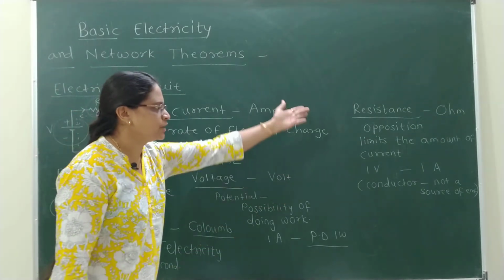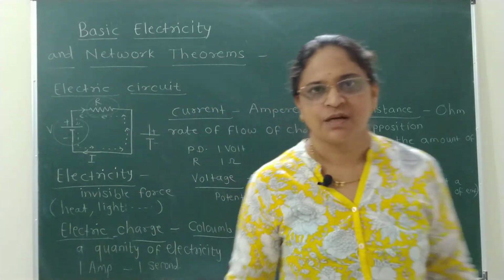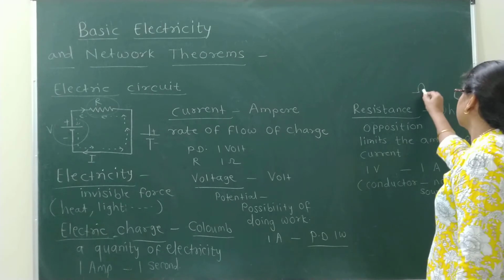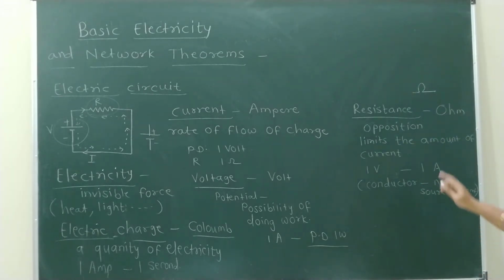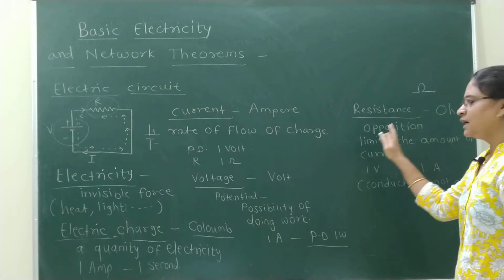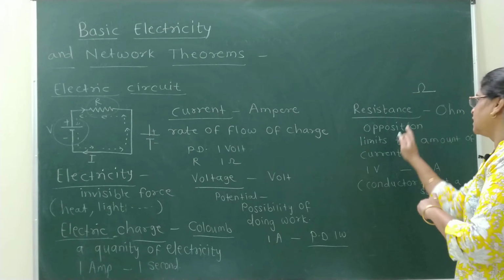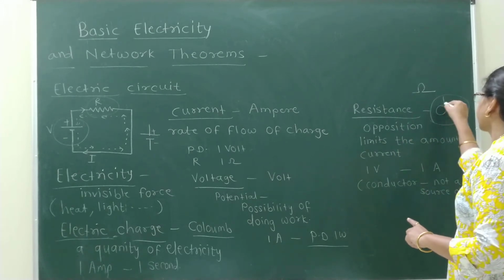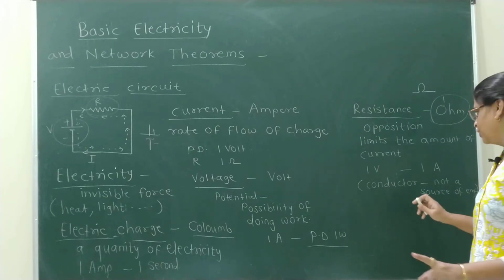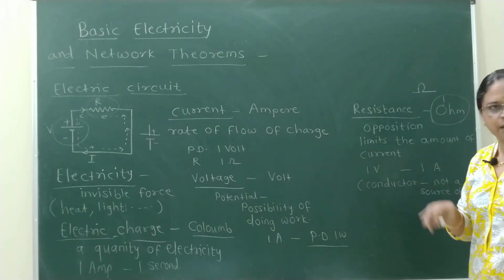So the unit is volt. And what is resistance? Resistance is nothing but the opposing force, where the unit is normally ohm, here is the sign of ohm. So it is the opposition to current that limits the flow of current. It is 1 ohm when the potential difference is 1 volt and current is maintained at 1 ampere flowing through that conductor.